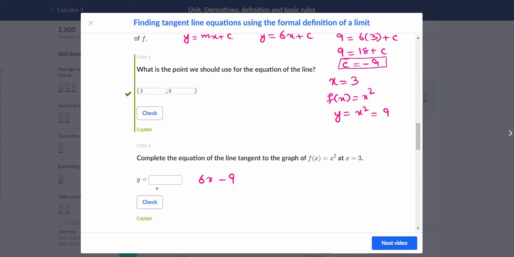So I'll write it over here, y equals 6x minus 9, and check my answer. That's correct. So this is how we can use the concept of derivatives to work out the gradients, and eventually we can work out the equation of the line.